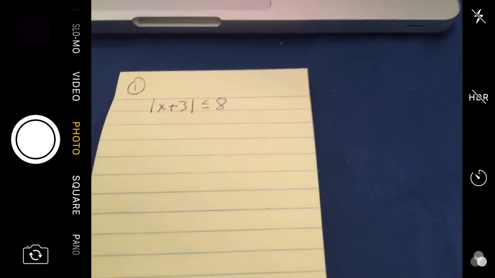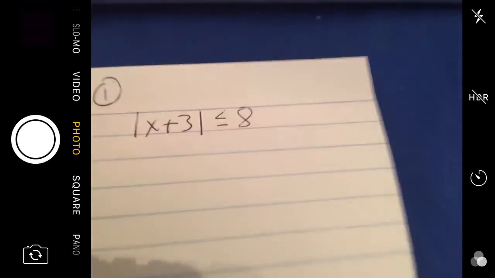Alright guys, I'm going to go through the questions on the proficiency review. We're going to start this video with just the first couple, and we'll split it up in a couple different videos here. Number one, find the solution set of this absolute value inequality and show the solution on a number line.